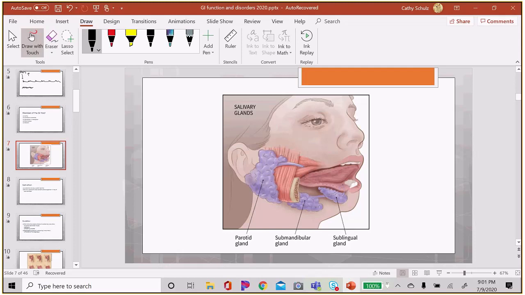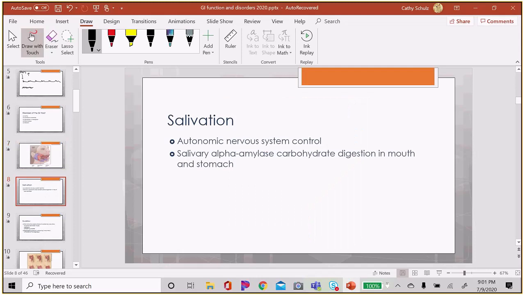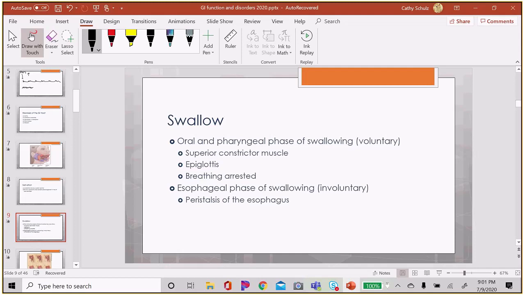So here is our beginning of the GI tract, because digestion starts in the mouth with the release of enzymes from the salivary glands that are located around the jaw. And salivation is also controlled by the autonomic nervous system, and we begin digestion of carbohydrates in the mouth. And then we go through our swallow.